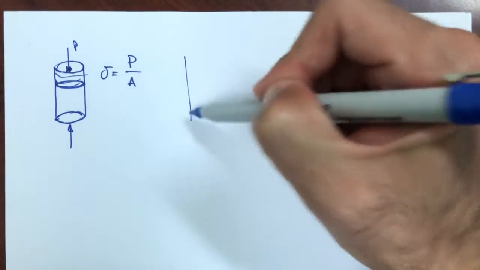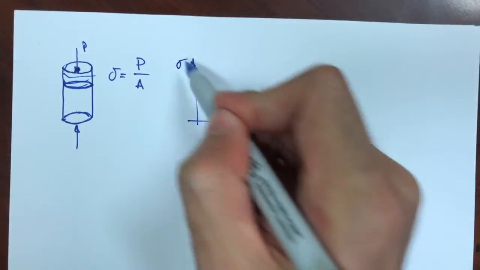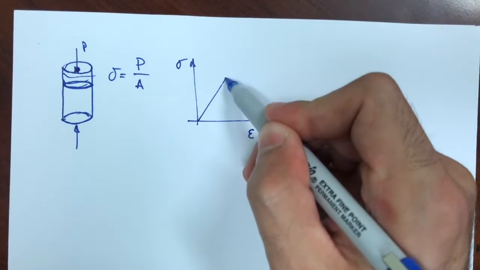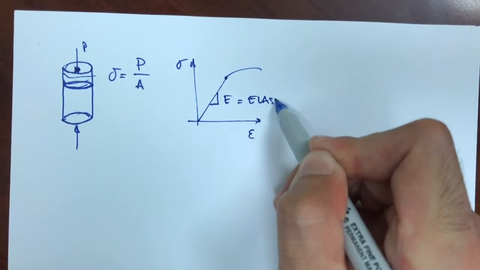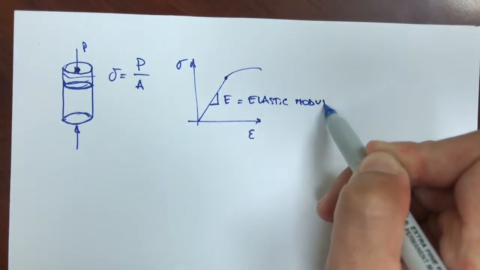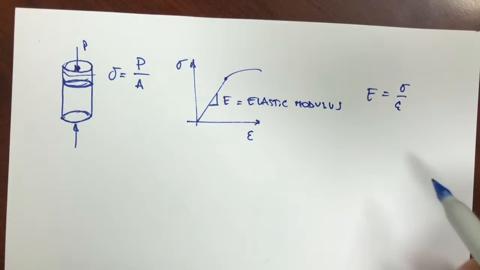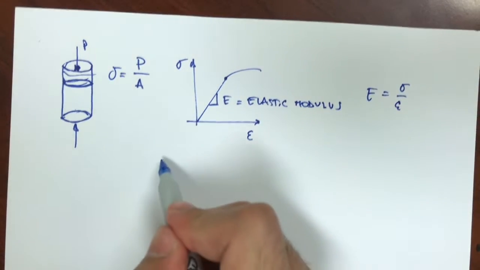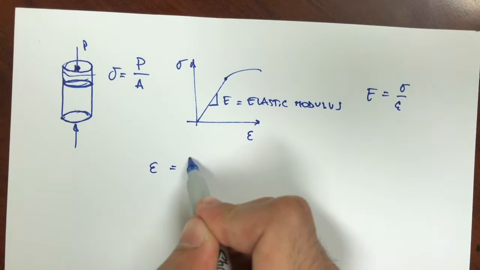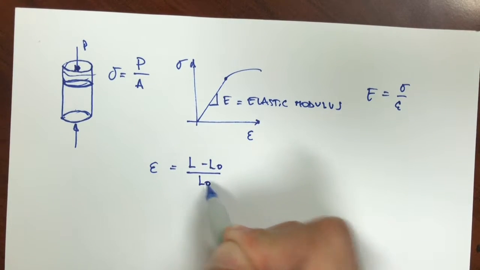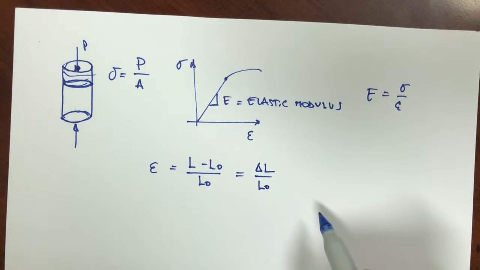And we know that the property that relates the stresses and strains in the elastic range is what we call the elastic modulus. So I know that E is sigma over epsilon, which is defined as our strain. And the engineering strain is going to be L minus L sub 0 over L sub 0. So the change in length over the original length.